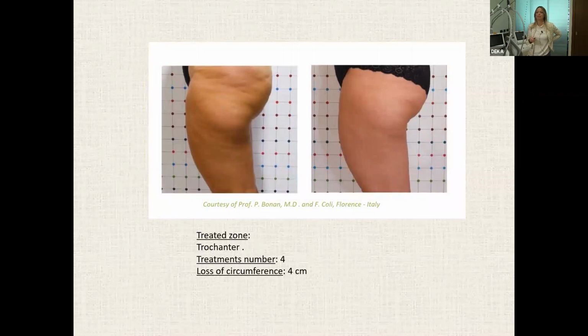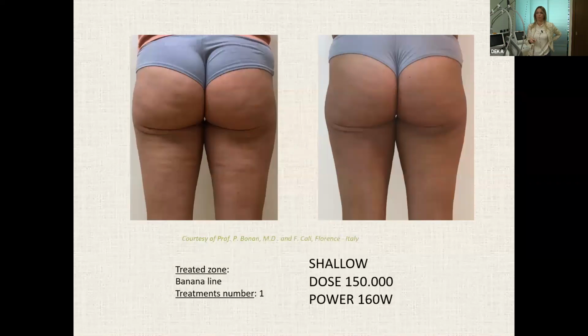So you see that, yes, we do fat reduction. Yes, we improve the cellulite, but even the skin is completely changed. So it doesn't matter to do many, many treatments as I did before by using ultrasound combined with radio frequency, combined with cryo. Here with one technology, we can obtain this kind of results.